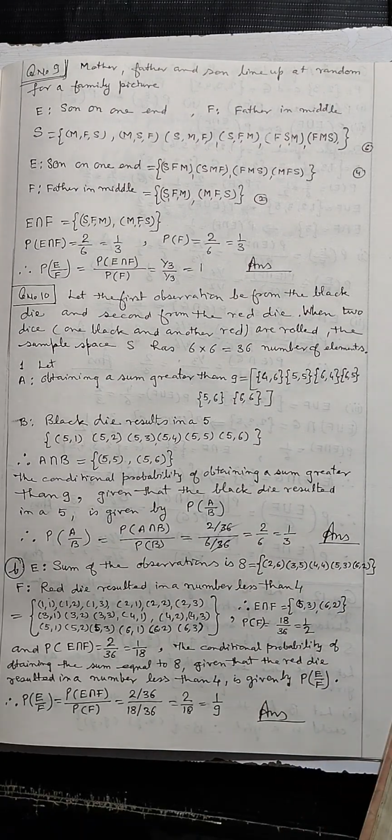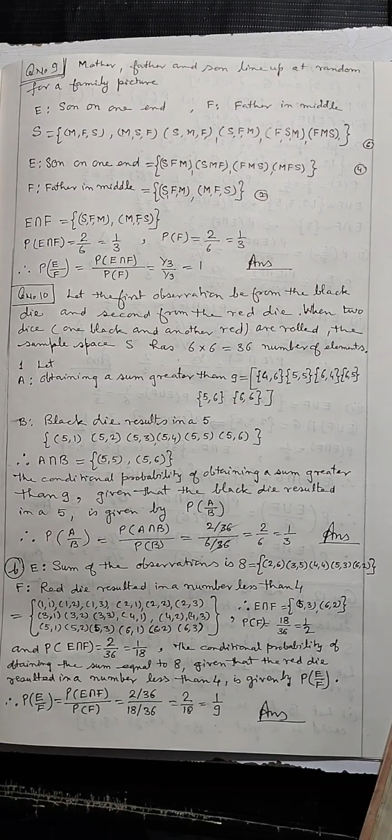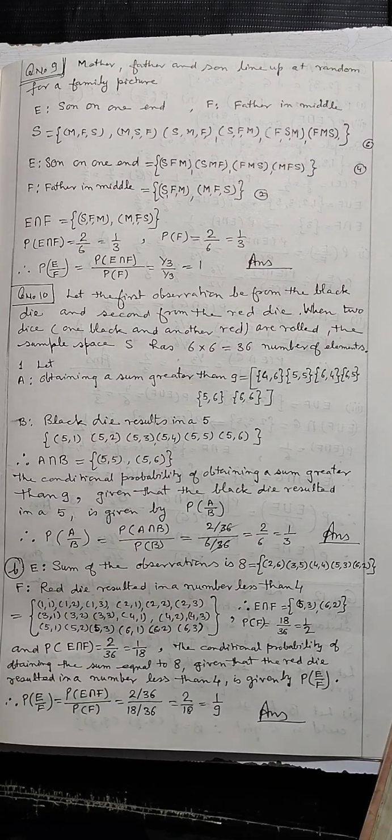Now come to question number 10. A black and a red die are rolled. A part, find the conditional probability of obtaining a sum greater than 9, given that the black die resulted in a 5. And B part of it, find the conditional probability of obtaining the sum 8, given that the red die resulted in a number less than 4.